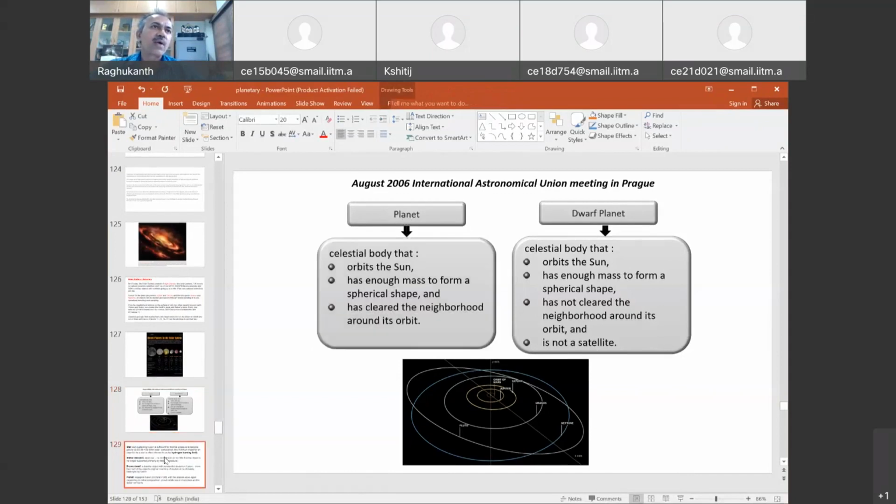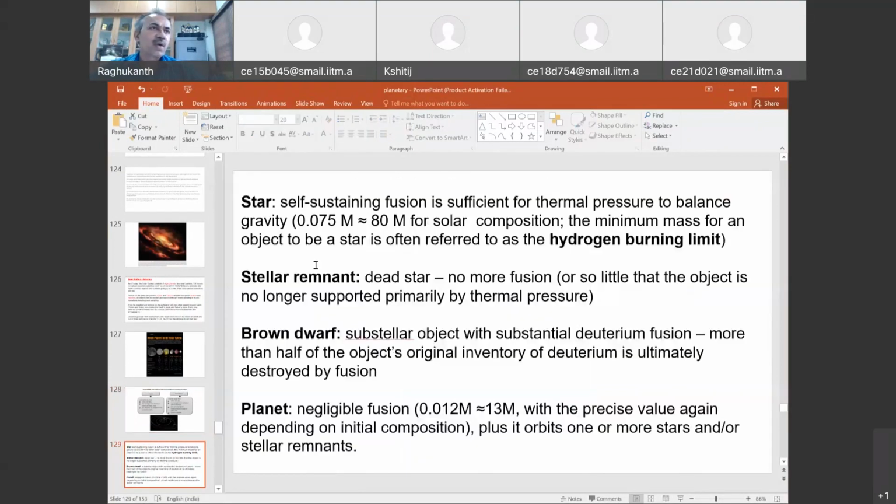These are also some definitions that the Union has given, like what is a star and what is a planet. A star should have self-sustaining fusion, like hydrogen burning in our sun. If fusion is there, we call it a star.